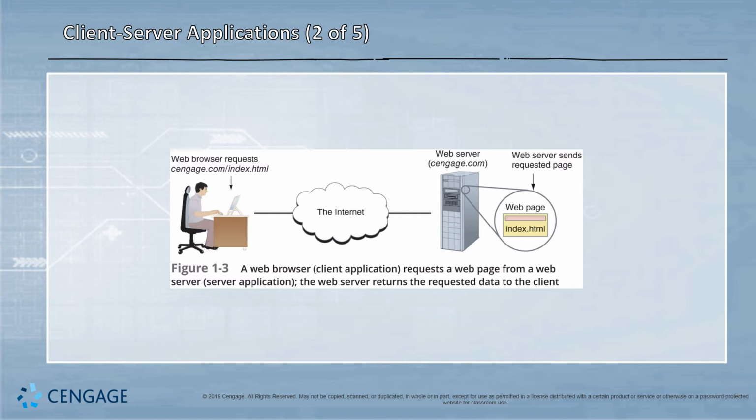So we have the request, we have the transition, we have the receipt, the request is processed and then responded to. Then it passes back through the internet to the browser in question.